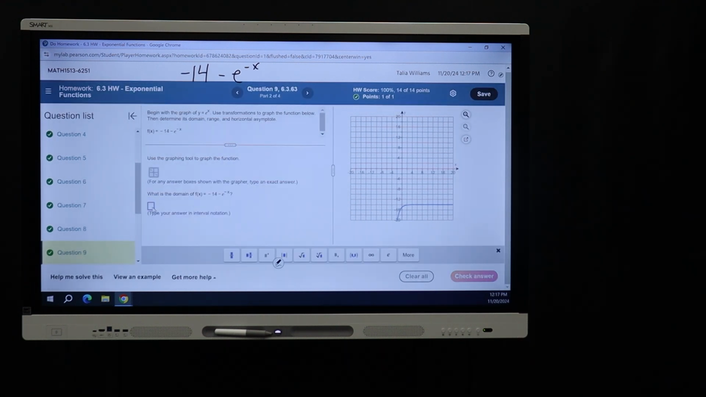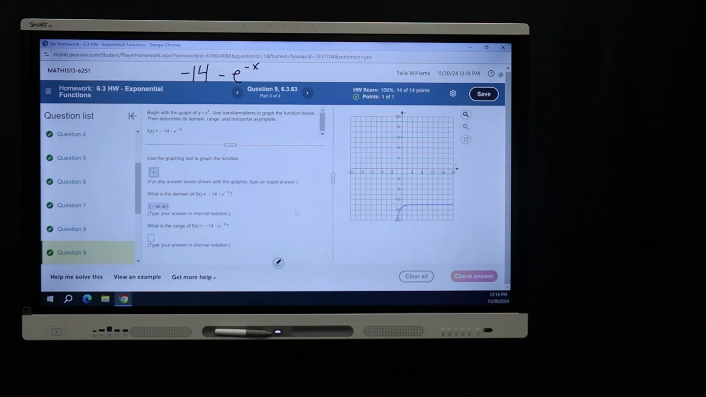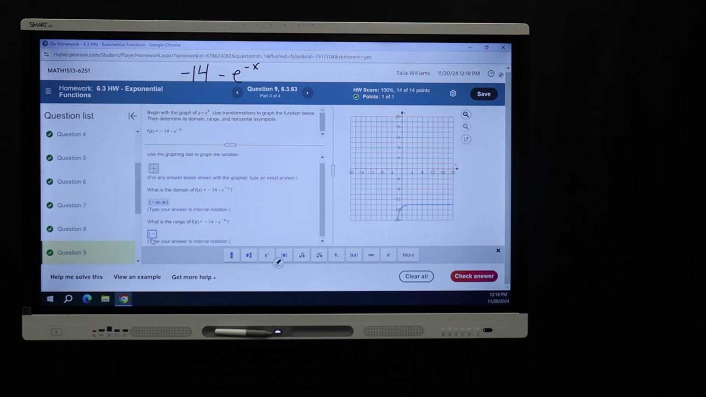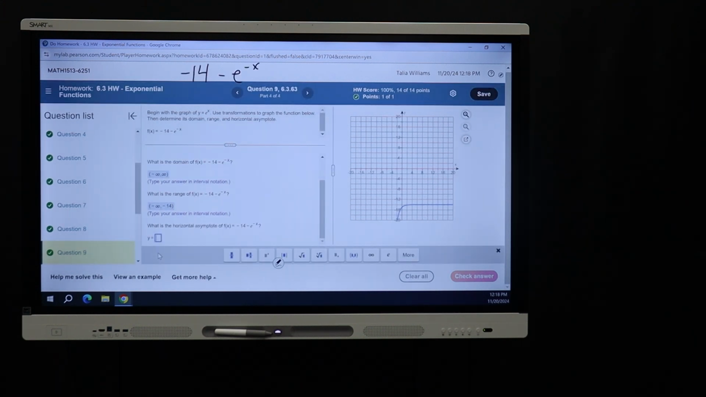Domain is still negative infinity to infinity. Our range on this one is going to be different because it has been flipped. So it's going to go from negative infinity to negative 14 because we have a negative. So negative infinity, because always least to greatest, to negative 14. And then our horizontal asymptote, they have y equals on this, so I just put negative 14.